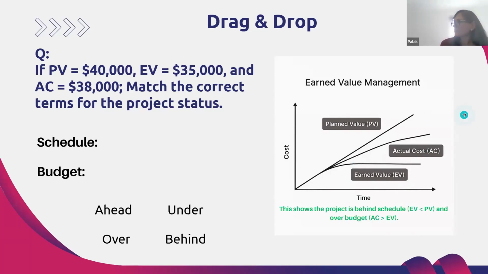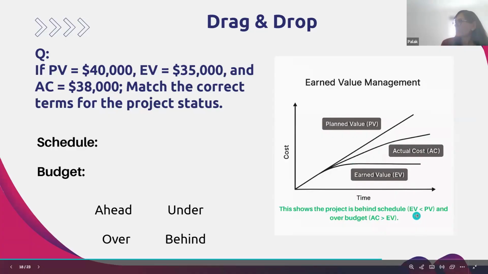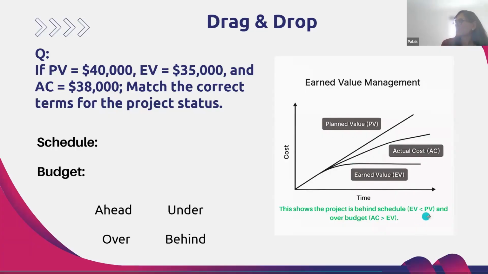So let me go to the actual answer here. If EV is less than PV, earned value is below planned value, then it's behind schedule. And if AC is greater than EV, then it's over budget. This is an important concept. This kind of question is a very important concept.